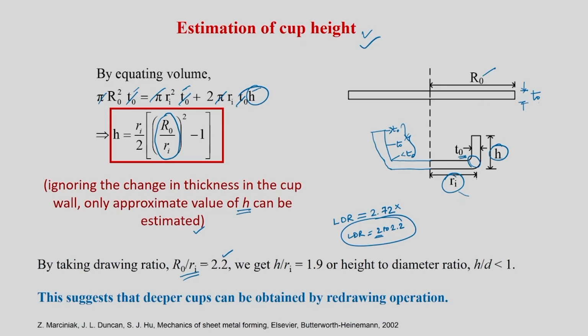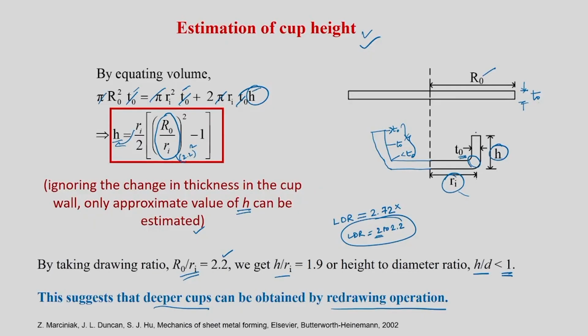So if you keep R naught by Ri as 2.2 in this, you will get H by Ri as 1.9. You can substitute: Ri by 2 into (2.2 whole square minus 1), and taking Ri to the denominator, you get H by Ri as 1.9, which is less than 2. Converted to height to diameter ratio, H by D is less than 1. What does it indicate? The maximum height to which a cup can be drawn is equal to the top diameter of the cup, so you cannot have more than that in one stage. H by D less than 1 indicates that deeper cups can be obtained only by redrawing operation.